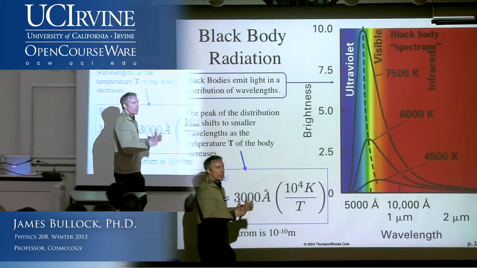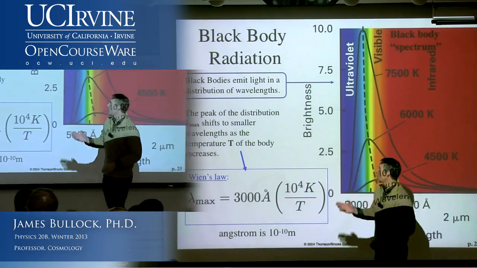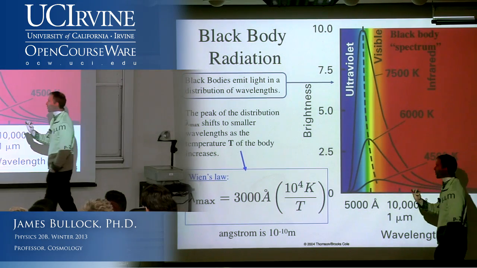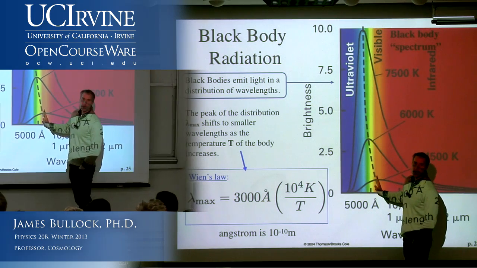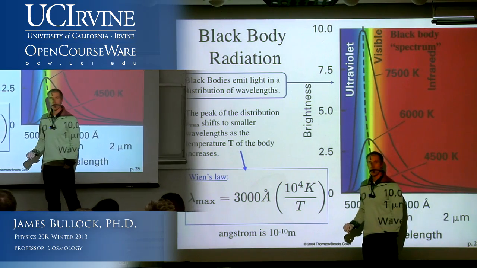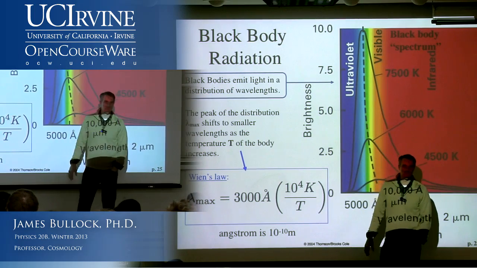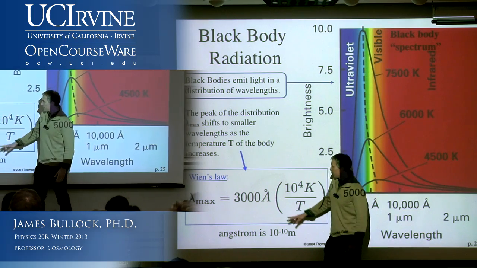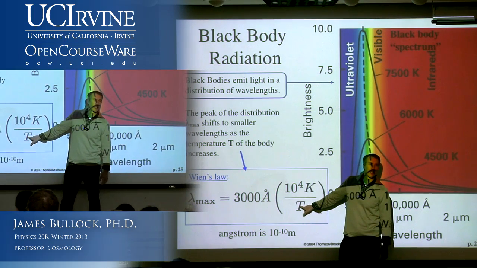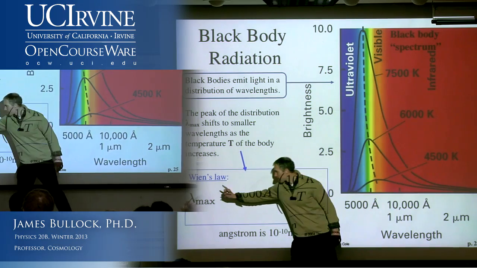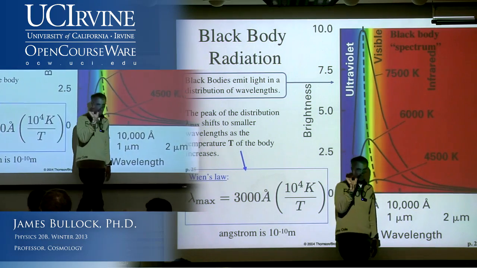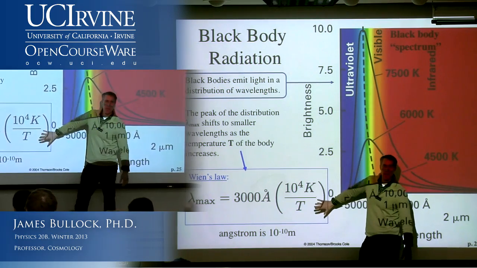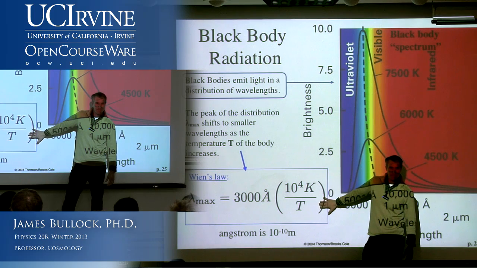Now, one way to describe what's going on here is with a simple law called Wien's law, which shows the mathematical relationship between the wavelength where this intensity spectrum peaks and the temperature of the object. And this is the formula. The T right here is the temperature of the thing you're looking at. And this lambda here is the peak wavelength where most of the light's coming out.